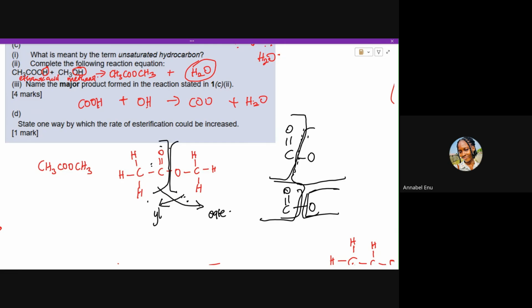So to name this, how many carbon do we have here in this first side of naming? We have just one carbon, so this is a methyl. Now in this second side, how many carbons do we have? We have 2 carbons. You count also the carbon that is making the functional group. So this is ethan-. Oate, that's the end name. So this is methyl ethanoate.